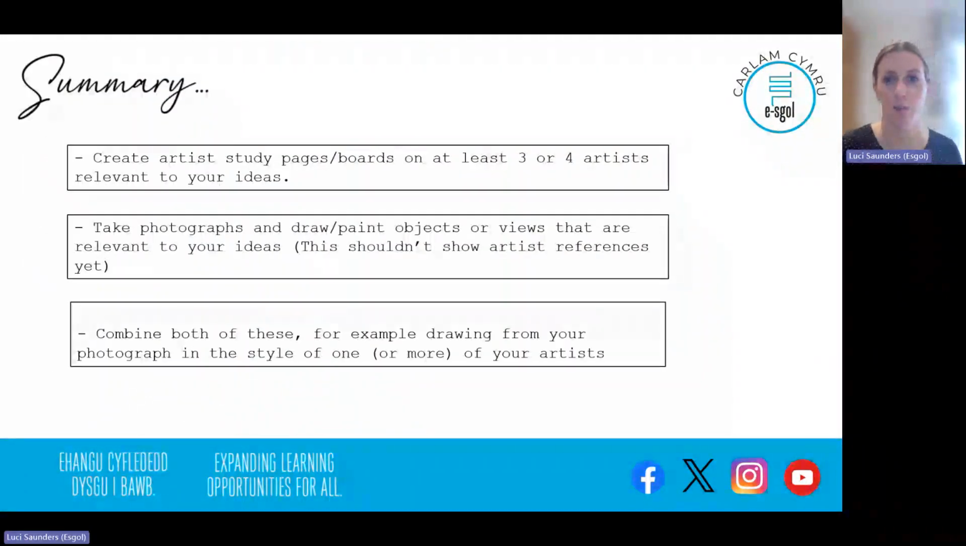So just to leave that on the screen for a moment longer. Artist studies, then observational work, and then combining the two.